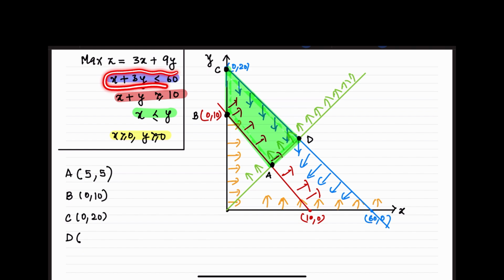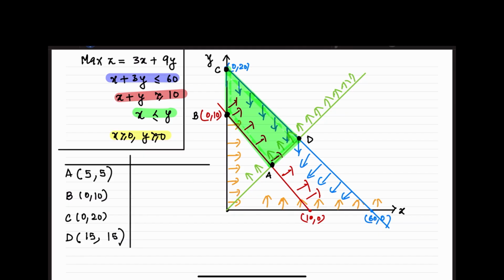So this is blue and this is green. So now solve this and this. So in the first equation put x equals to y. So this becomes 4y equals to 60. So y is 15. So the value of y is 15 and the value of x is also 15. So these are the points or the corners.